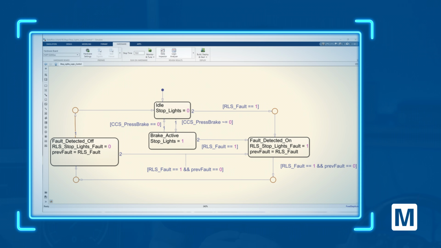The decision-making logic lives in a Stateflow chart. At any given moment, the system is in one of four states: idle, braking, or one of two fault states. It monitors the brake command coming from the CAN bus and the health status of the lighting system, and transitions between those states accordingly. When the driver brakes, the system moves to the braking state, and the stop lights come on. When released, it returns to idle. If a fault is detected, the system captures it, flags it, and holds that information for diagnostics.